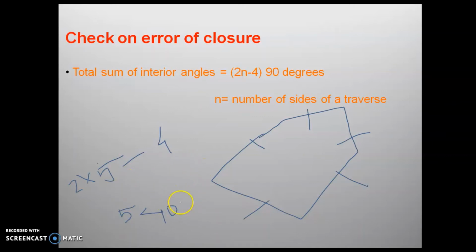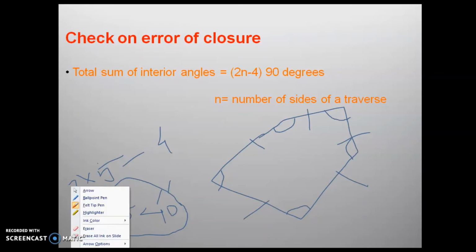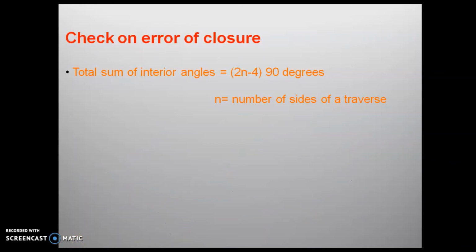If you have already calculated all the interior angles and sum them all together, you should get 540. If you are getting more than 540 or less than 540, then you can see there is some error at some of the stations. We cannot find exactly at which station the error has occurred.